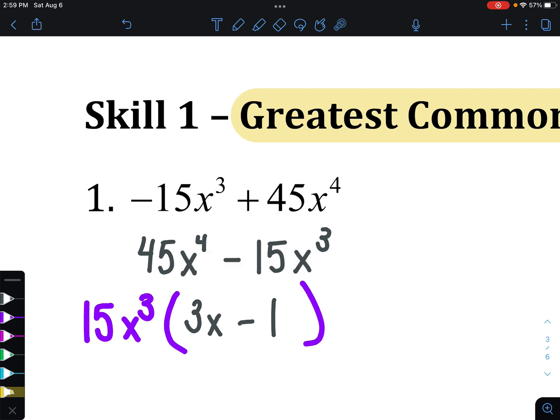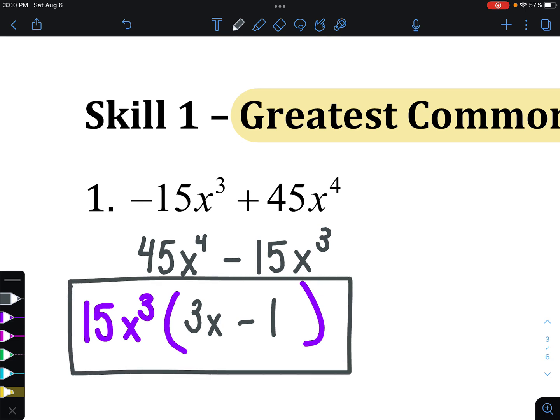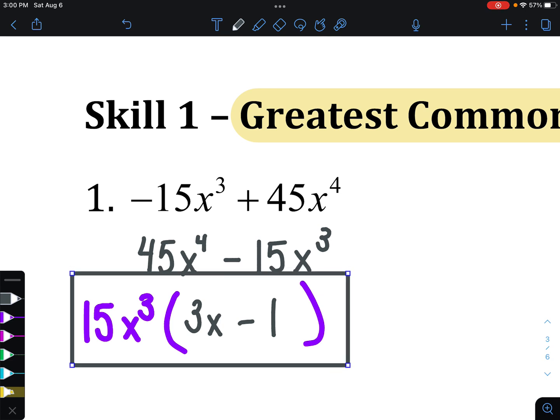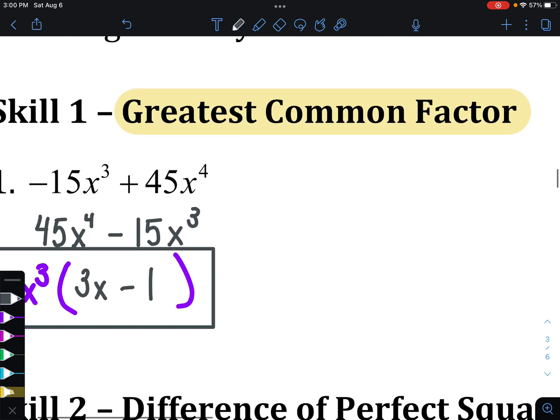And that's it. So the GCF here is 15x cubed, but since they want us to factor the polynomial, we would need to give this as our final answer. So I'm just going to go ahead and put a box around here to notate that, yep, this is my final answer. Okay, try number 2.